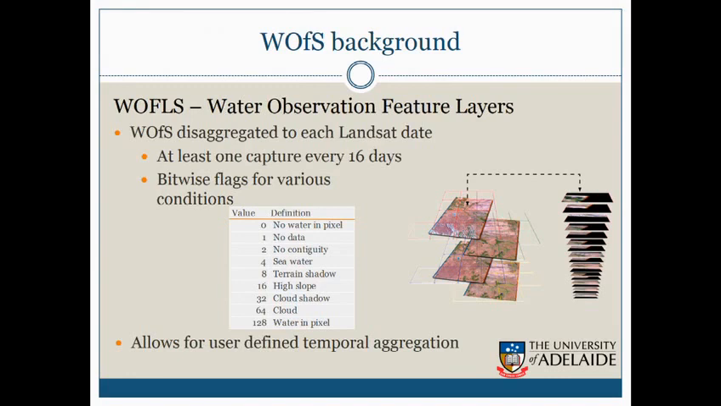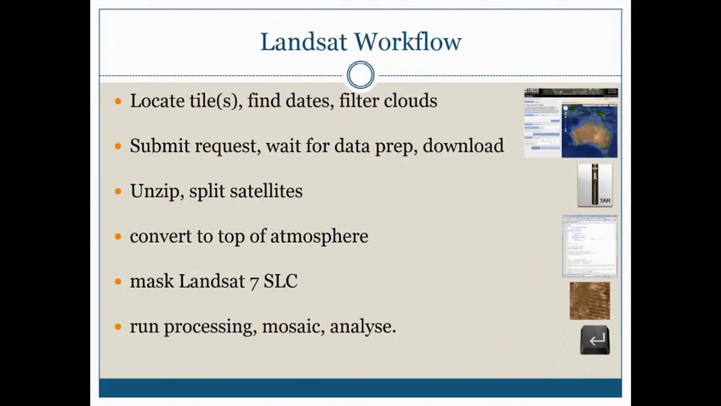Underlying the WOfS dataset is what's known as the water observation feature layers, and that's each Landsat image that's been classified into, I guess, three main classes that you're really interested in: water in the pixel, whether there's a valid observation of no water, or basically the rest of them, which is no useful data. The beautiful thing about this dataset is that it's all of the data raw. You get to define the temporal aggregation. You can do it monthly, annually, within decades, or whatever it is that you might be interested in. That's not available in the WOfS dataset, and I'll talk to you about that a little bit later.